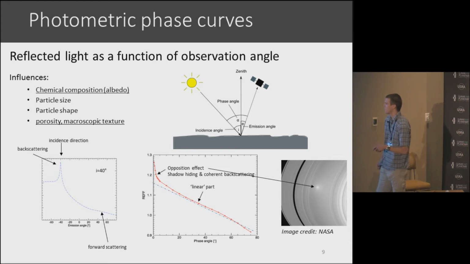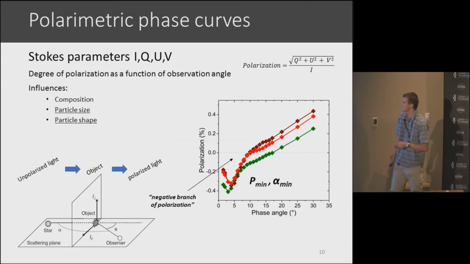This is created by two different mechanisms that cannot really be distinguished. One is shadow hiding by surface texture when illuminating at a non-perpendicular angle, and the other process is coherent backscattering. It's mainly influenced by, of course, the chemical composition and the corresponding albedo, and it's highly sensitive to porosity and the macroscopic texture on the millimeter to centimeter level. It's not really sensitive to particle size and shape.